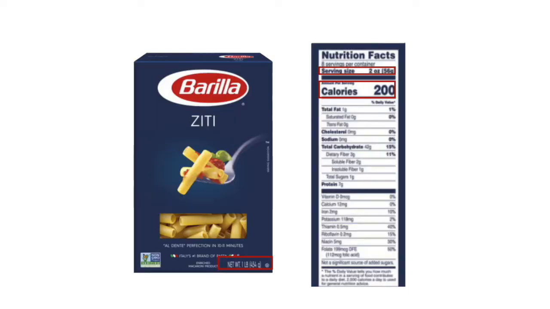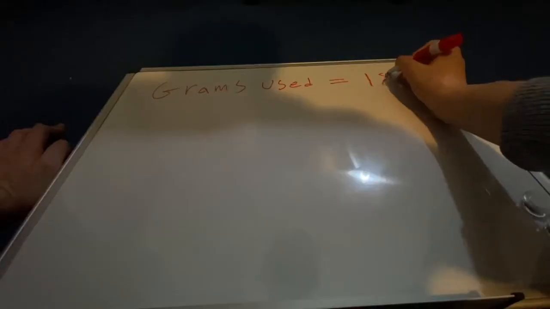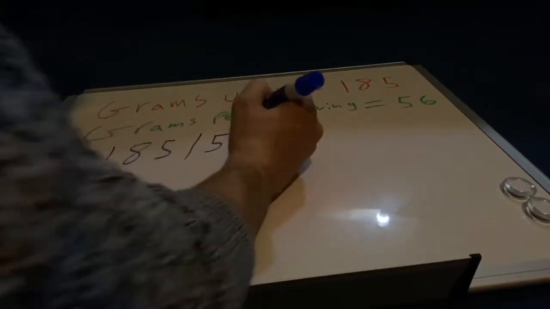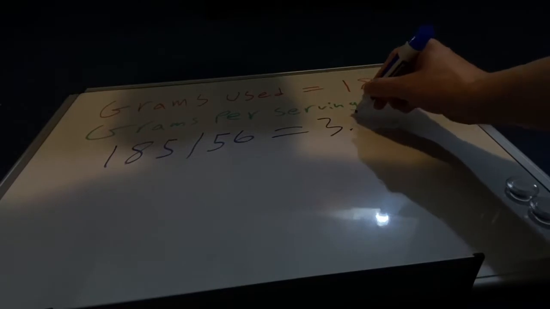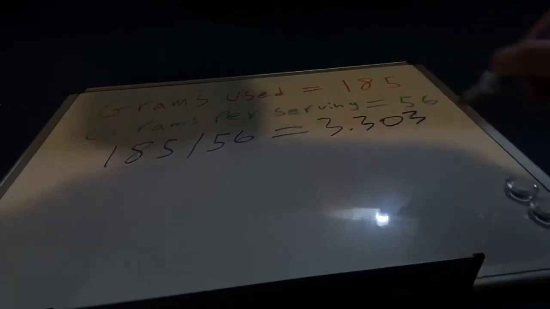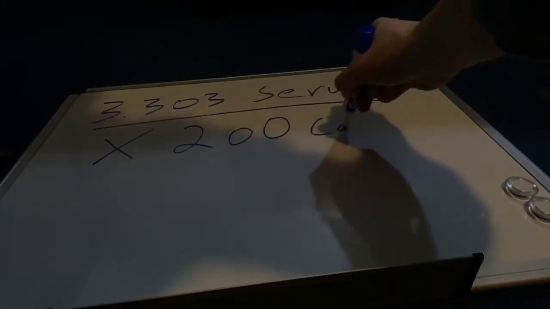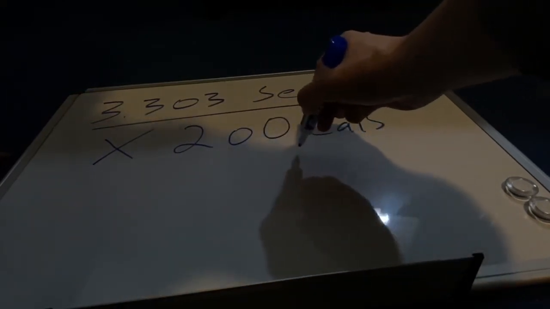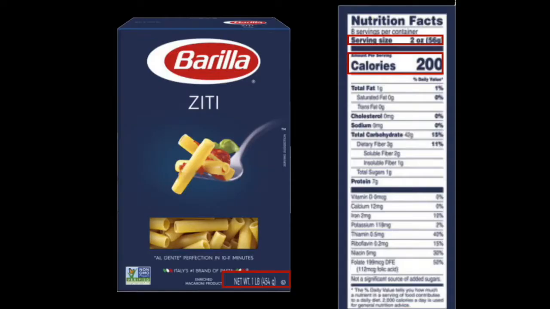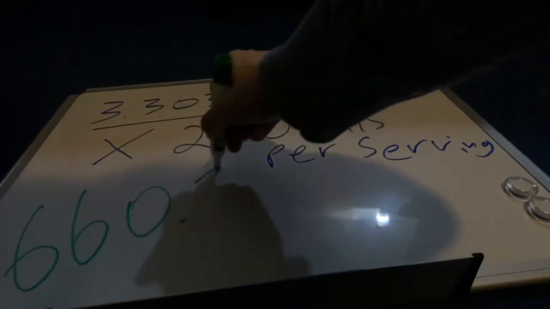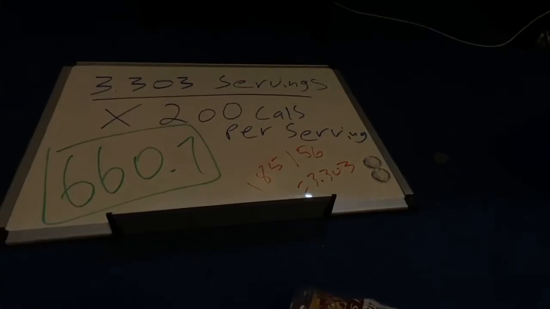Now, step 2 is to figure out how many servings that is. So I'm going to take my 185 and divide it by 56 to figure out that I just weighed out 3.303 servings of pasta. So now we go to step 3. Now that we know we have 3.303 servings of pasta, all we need to do is multiply it by 200 calories. As you can see on the back of the box of pasta, it is 200 calories per serving. We have 3.303 servings times 200 calories per serving, which gives us 660 calories for that serving we just weighed out.